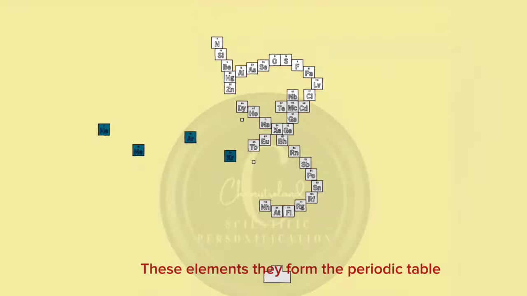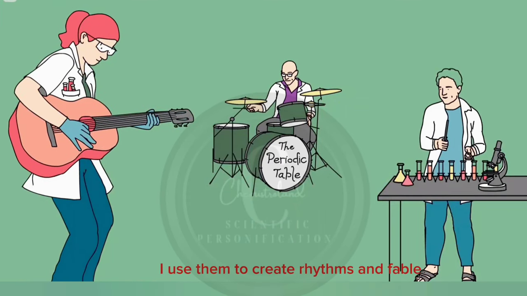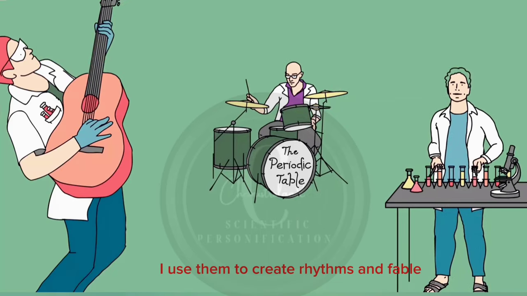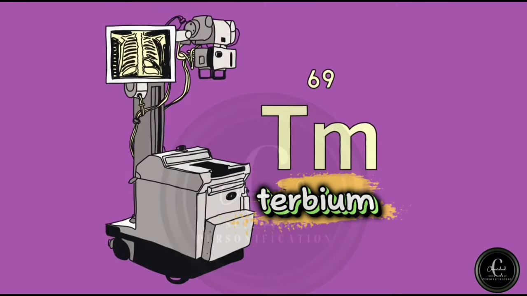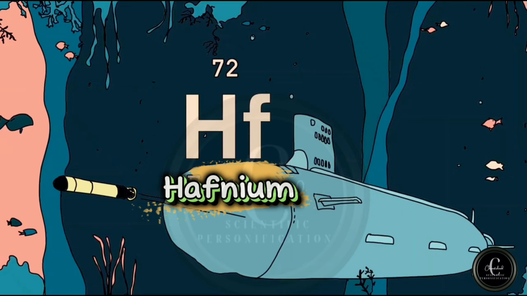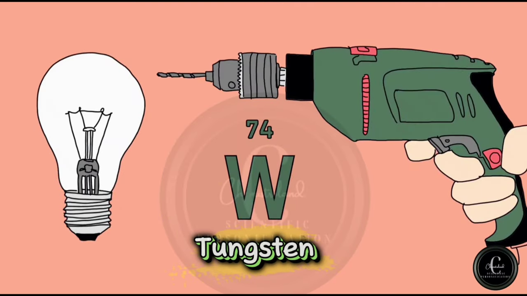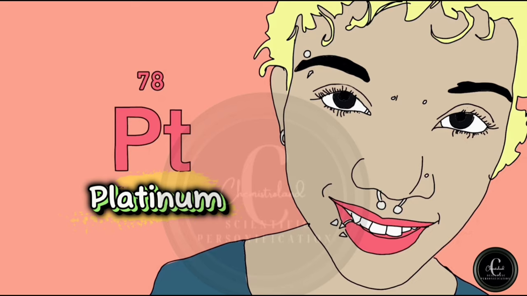These elements form the periodic table, but I use them to create rhythms and fables. Erbium, thulium, ytterbium, lutetium, hafnium, tantalum, tungsten, rhenium, osmium, iridium, platinum.